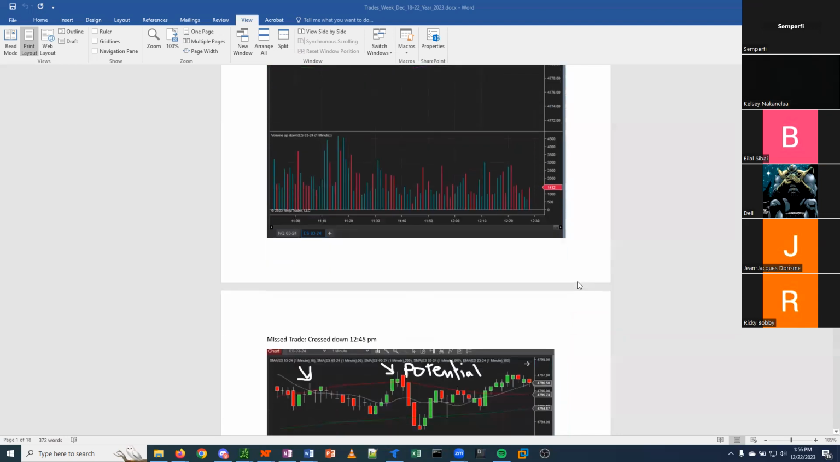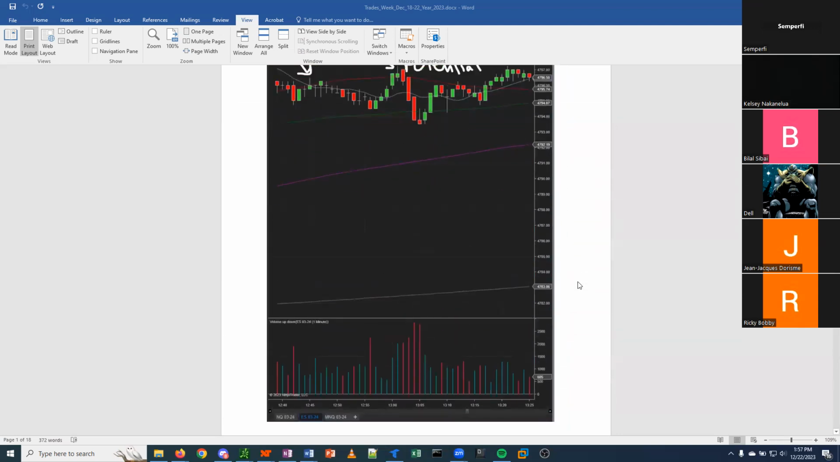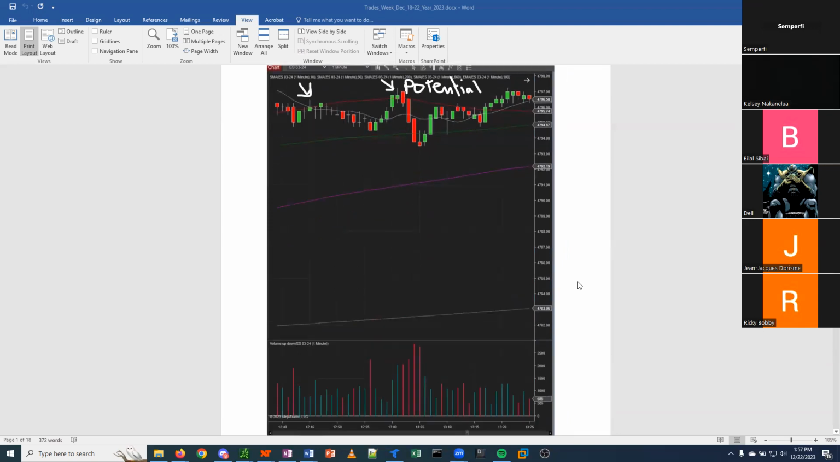I think there's a couple more. Yeah, this one I missed. I wasn't at the screen, so I missed it, but it wasn't intentional. No, that's fine. You want to be able to identify them for next time. So you got the cross right there, and then you got the pullback high.